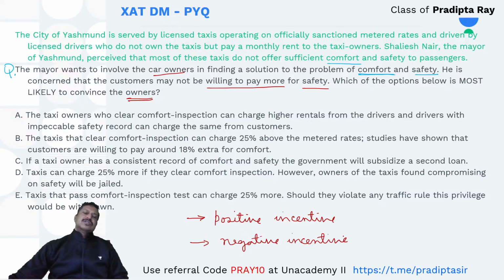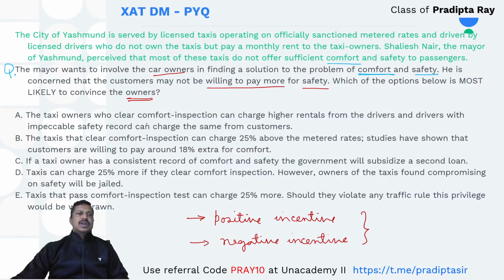Okay, so these are the things which are important over here because there is a relationship between the mayor, the taxi drivers and the taxi owners. There is an agent relationship, right? Okay, now come to the options.